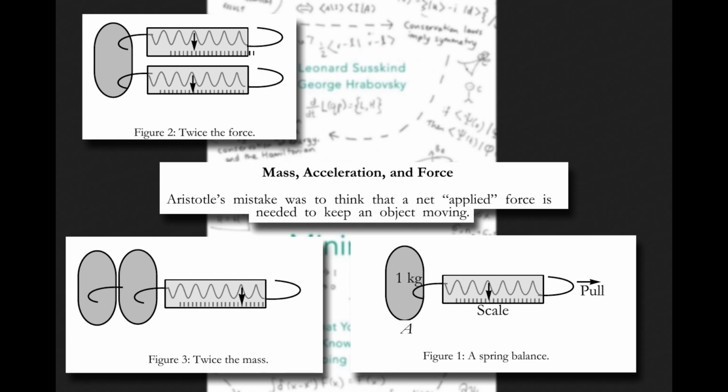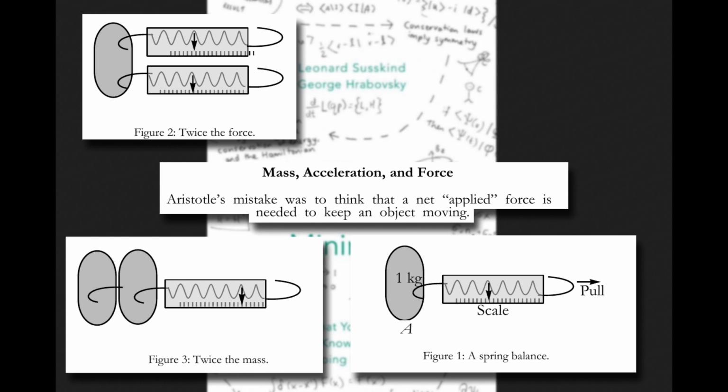When we do this experiment in free space, we discover the interesting fact that object A accelerates along the direction in which we pull the hook. More exactly, the acceleration is proportional to the force, twice as big for 2 units of force, 3 times as big for 3 units, and so on. Figure 2, twice the force.